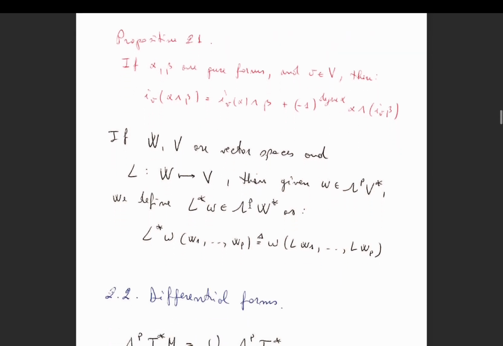Furthermore, if W and V are two vector spaces and L is a map from W into V, then for each p-form defined over V, we can associate a p-form defined over W by means of the following. L star of alpha, if alpha is a p-form over V, when applied to vectors w1, ..., wp belonging to W, is equal to alpha(L w1, ..., L wp).